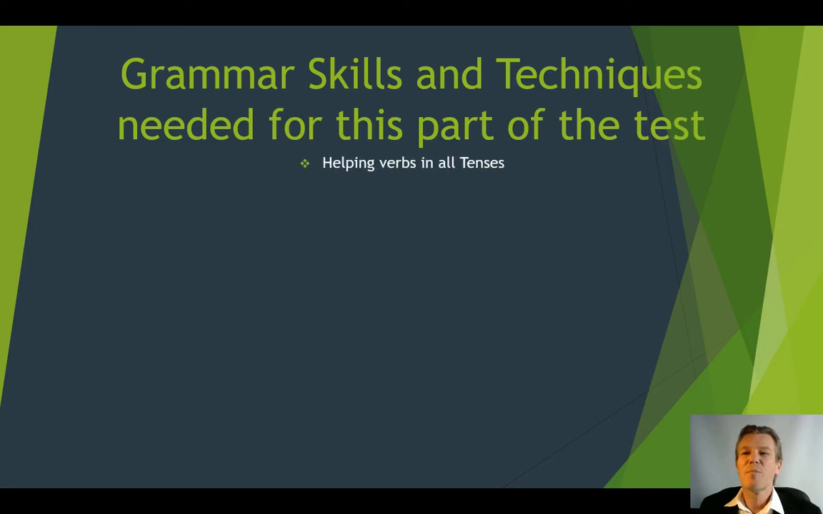So, helping verbs in all tenses, that's your past tenses, past perfect, past simple, present perfect, present, and your future and future perfect. We'll look at the passive form. Passive form is used a lot with extra words in part 5. Pronouns we'll look at. We had a look at these in part 2, so we'll do a review of these in part 5.